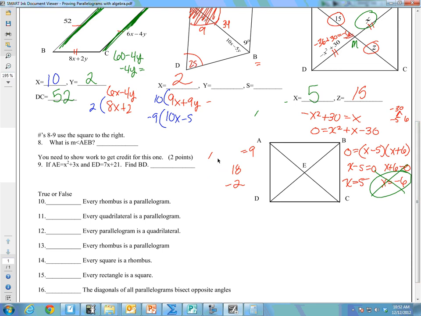I'm looking down here at the bottom one, number 9, or let's go number 8, I guess. It says measure of angle AEB. Well, this is a square. Diagonals of a square are perpendicular, so it's a right angle, so it should be 90 degrees. Not too many of us missed that.